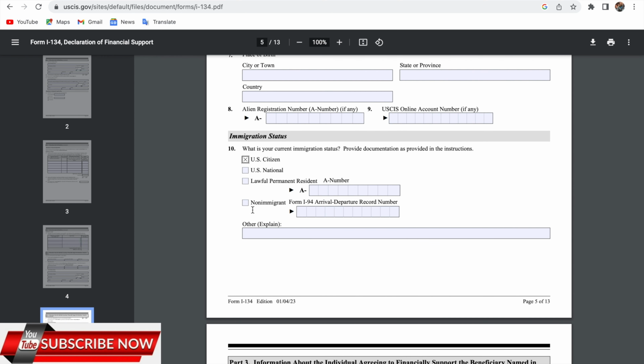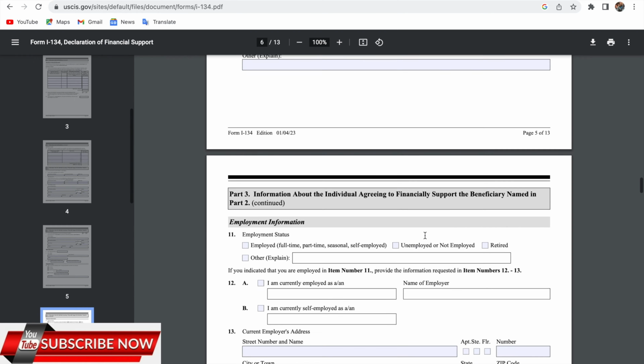And if the person is a non-immigrant, you put in the Form I-94 arrival departure record number, just put it over there. I've made a video about this, so if you don't know what it is, just go into my video and look out for it. You just find it over there. And if you have other explanation, you just put it right there.